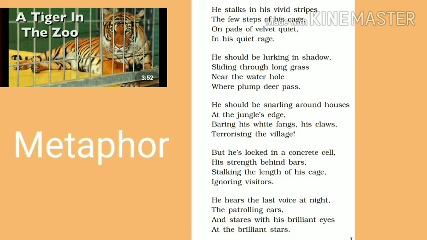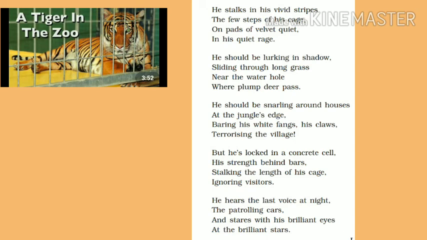So this is our poem, A Tiger in the Zoo. A very important poem, and the theme of the poem is freedom of the animal. And here the poet is telling us that the tiger lives an unnatural and unhappy life in the zoo. He is not living in his own forest.